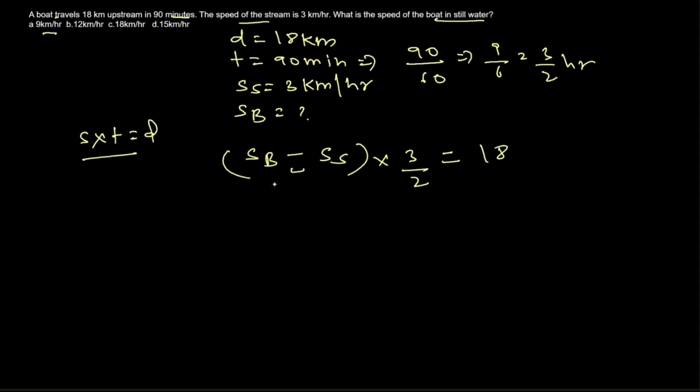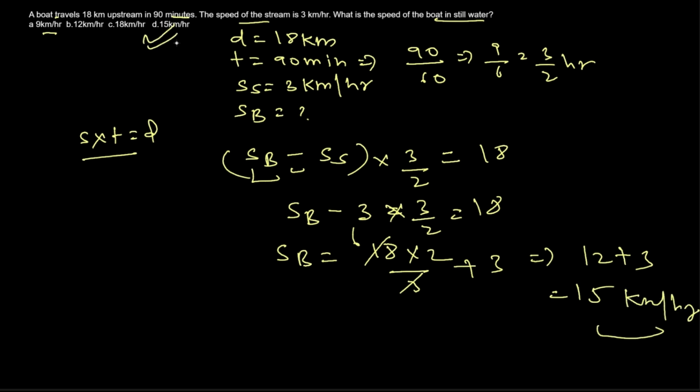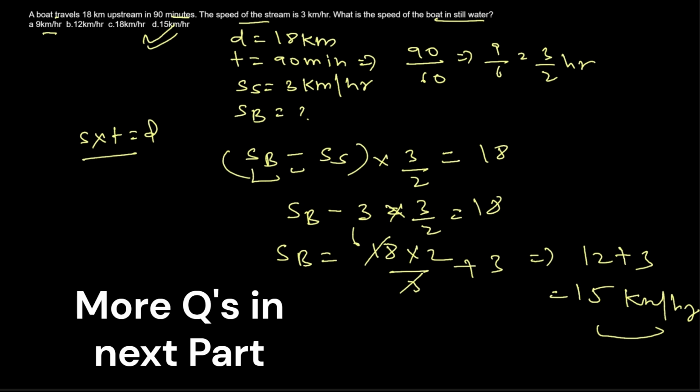Now you have to calculate the value of the speed of the boat. So the speed of the boat minus the speed of the stream, which is 3 kilometer per hour, into 3 by 2 equals 18. Now it can be written as SB equals 18 multiplied by 2 by 3 plus 3. Okay. Now it will be 3 6s are 18, 6 2s are 12. So 12 plus 3 is 15. So the answer is 15 kilometer per hour, which is option D, right? So this was a very simple question, and we are done with it. Let's move to the next one.